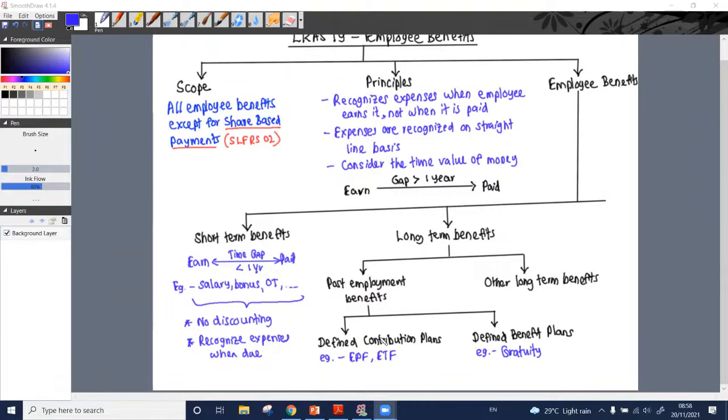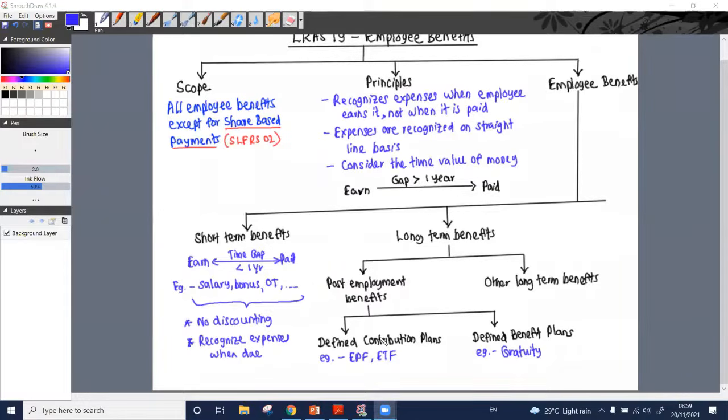I mentioned two differences. What is one? Defined contribution plans do not use discounting, but defined benefit plans do. What was the other one? In defined contribution plans, we use simple accounting. It is straightforward. But for defined benefit plans, we have to use complex accounting, so there are steps that we need to follow.